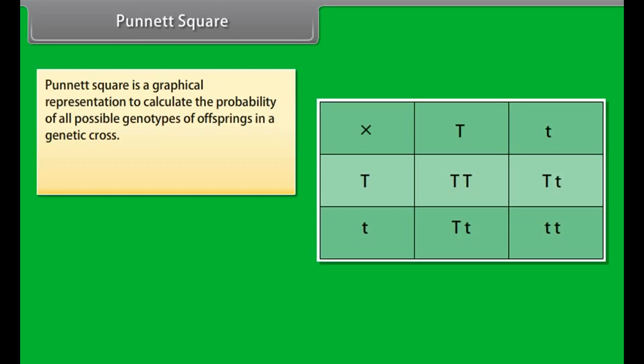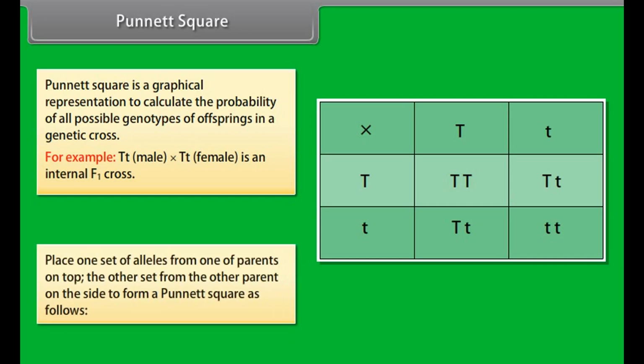Punnett square. Punnett square is a graphical representation to calculate the probability of all possible genotypes of offsprings in a genetic cross. For example, Tt male cross Tt female is an internal F1 cross. Place one set of alleles from one parent on top, the other set from the other parent on the side to form a Punnett square as follows.